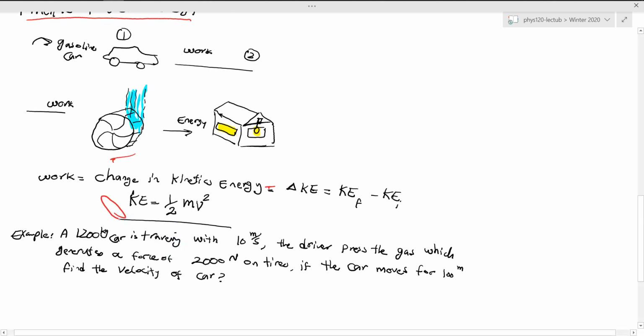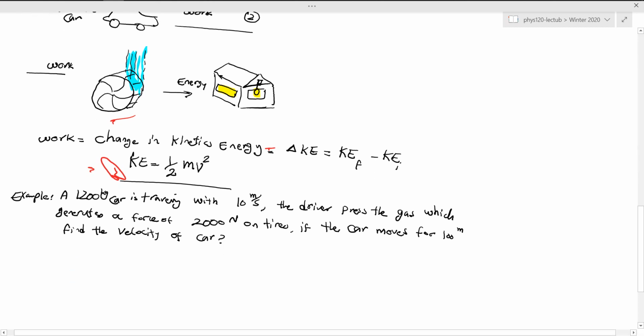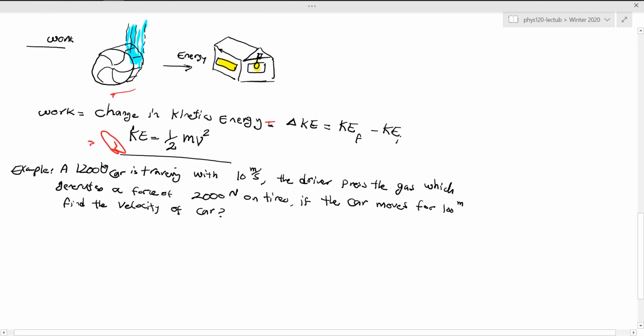Or with any opposite force which creates a negative work, eventually you end up in a situation where kinetic energy reduces. So in this example, I have a 1200 kilogram car. So the mass of this car is 1200 kilograms.